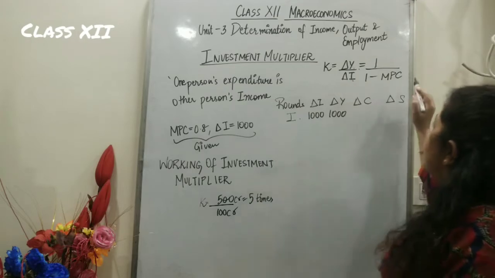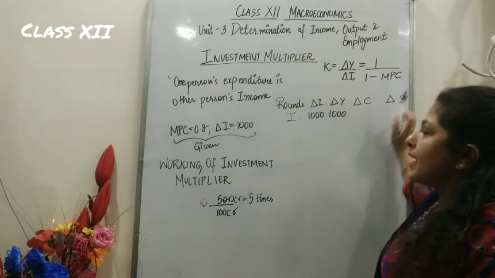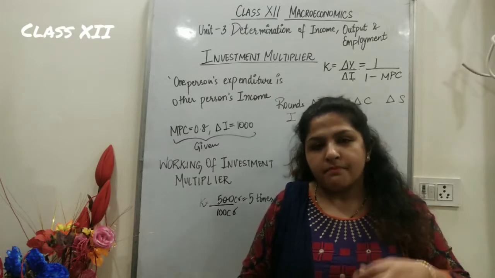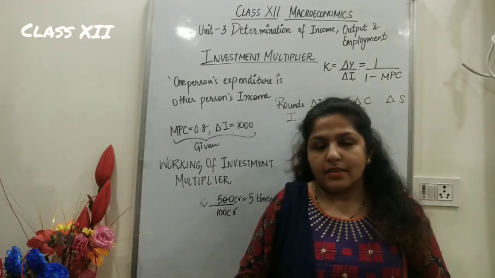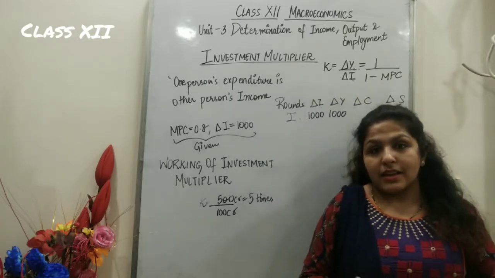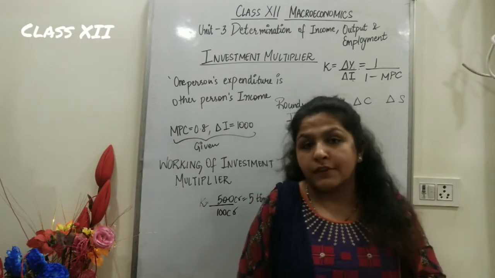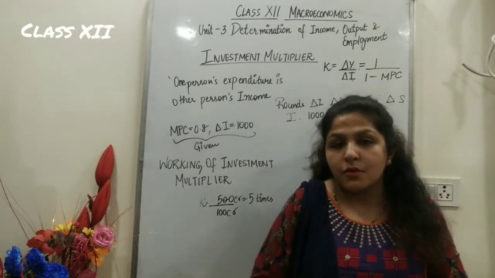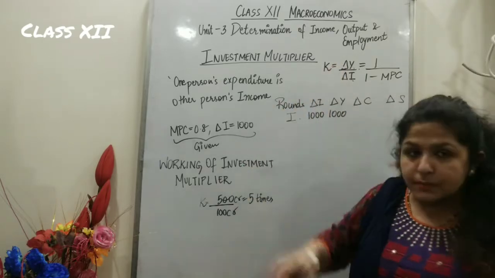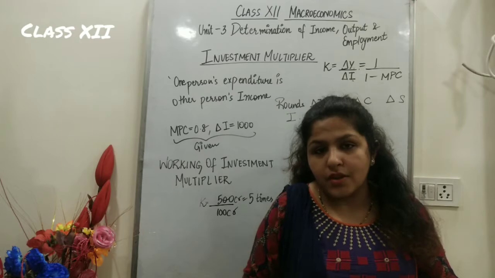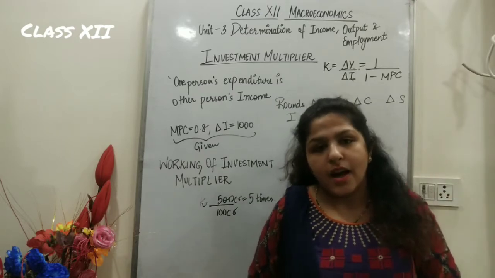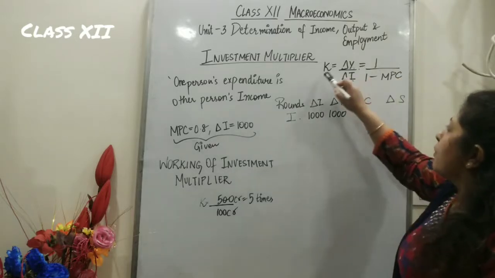We have one more formula for the same, 1 upon 1 minus MPC. So 1 upon 1 minus MPC is the other formula that says that the more the MPC, the more the multiplier. As I said, the consumption expenditure is very important for the economy. So जितना ज़्यादा persons consume करेंगे, उतना ज़्यादा multiplier होगा, and more will be the change in income. More the change in consumption, more the people will have income, और उनकी income उतनी ही ज़्यादा बनेगी. The more the MPC, the more the multiplier.